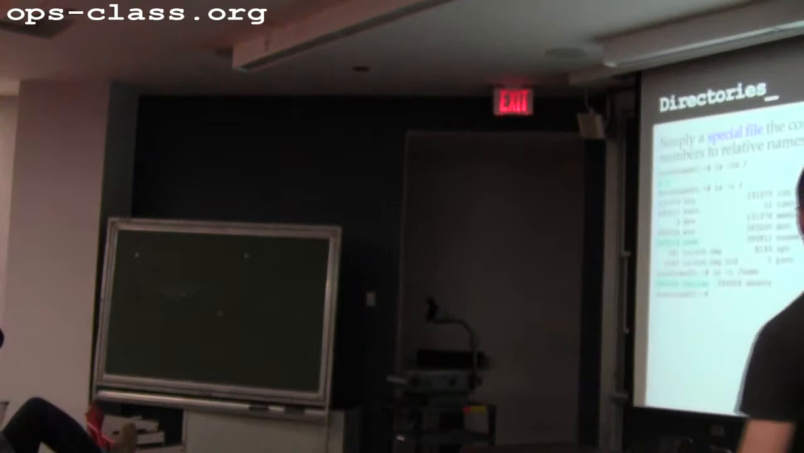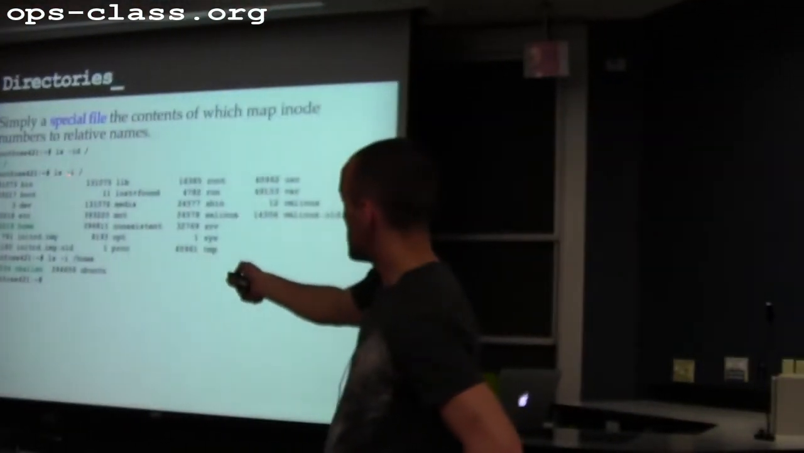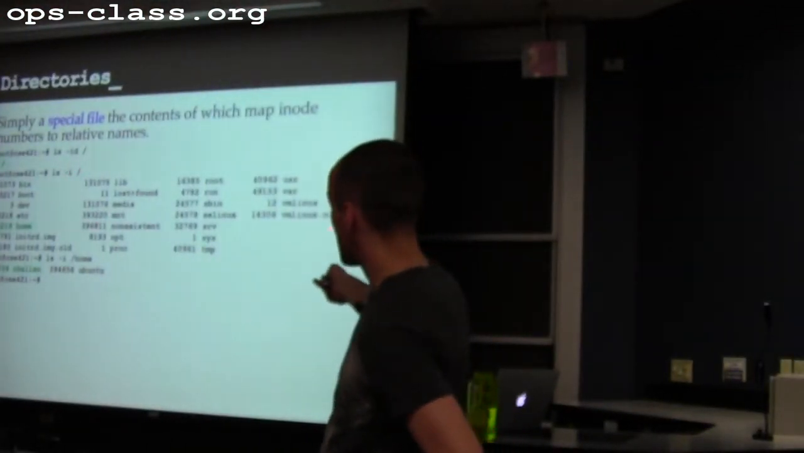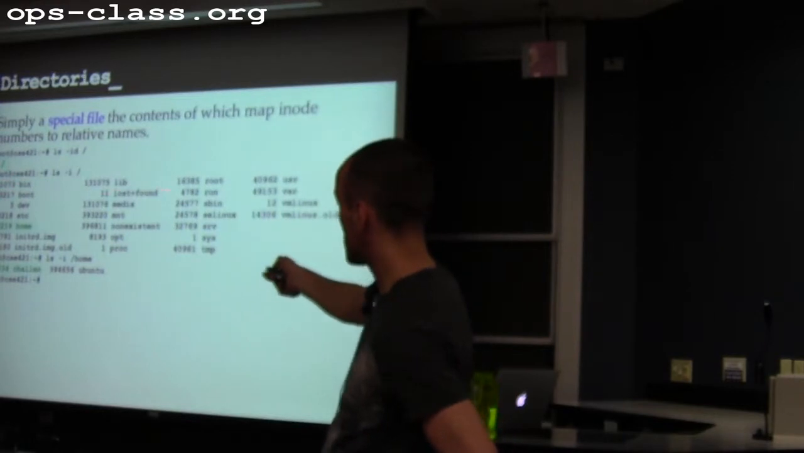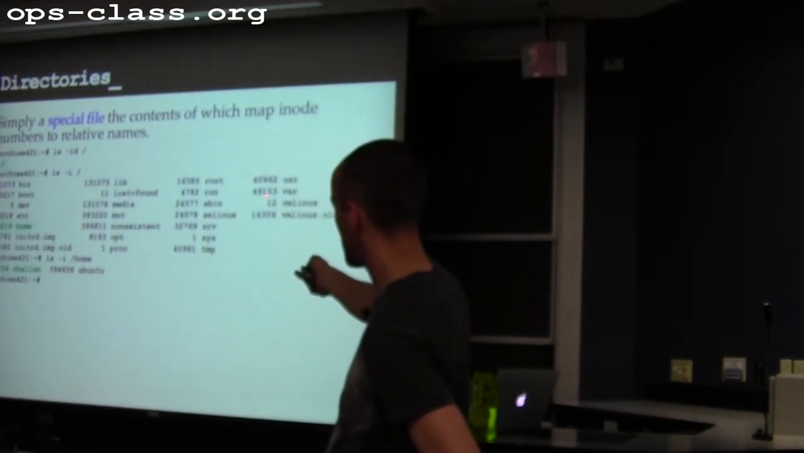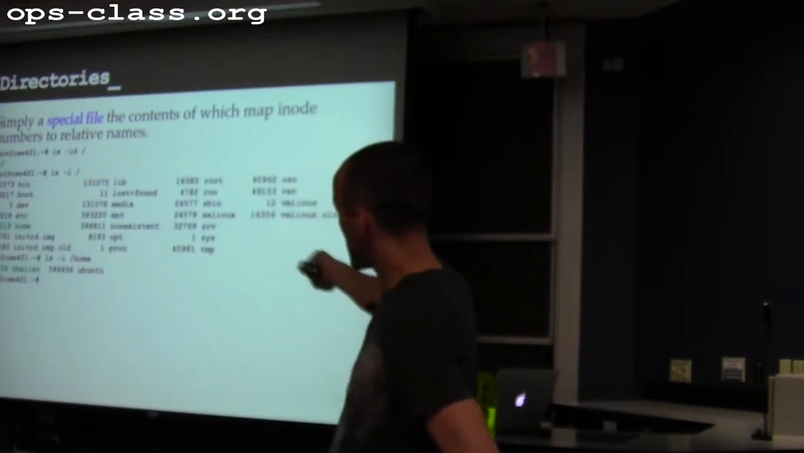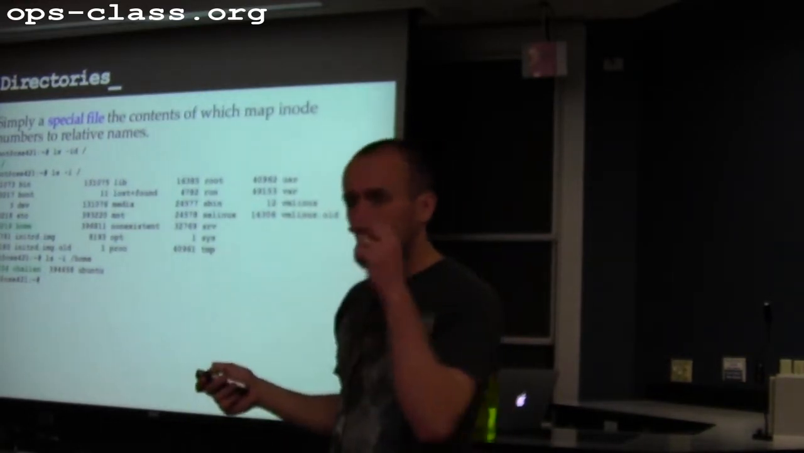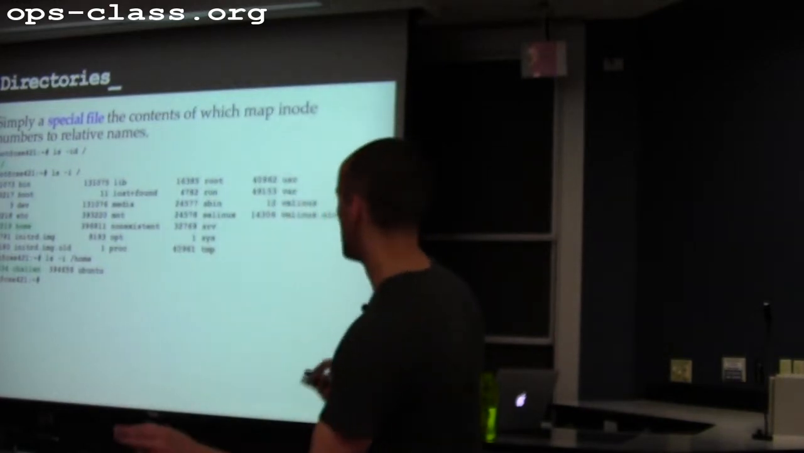We'll talk about this in a second, right? So what I'm showing you here is the contents of the root directory. Most of these are other directories, and there's a couple of files here, so this I think is a file, this is a file. But everything in it just has an inode number, right? Relative path component, inode number.